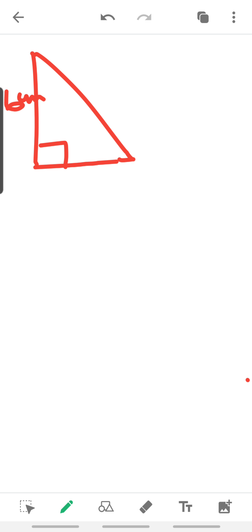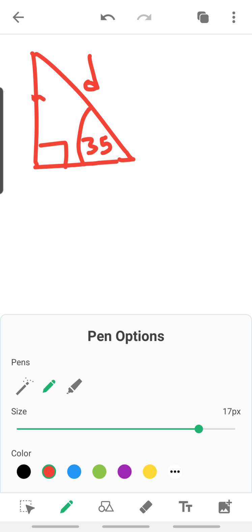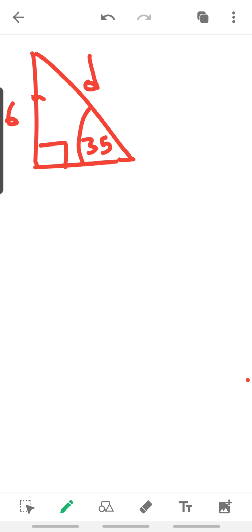Let's call this angle D. And then let's say this is 35 degrees. So this here is 6 cm. Let's fix that, something doesn't look right here. Okay, so this is 6 cm, that's D, and then we have 35 degrees.